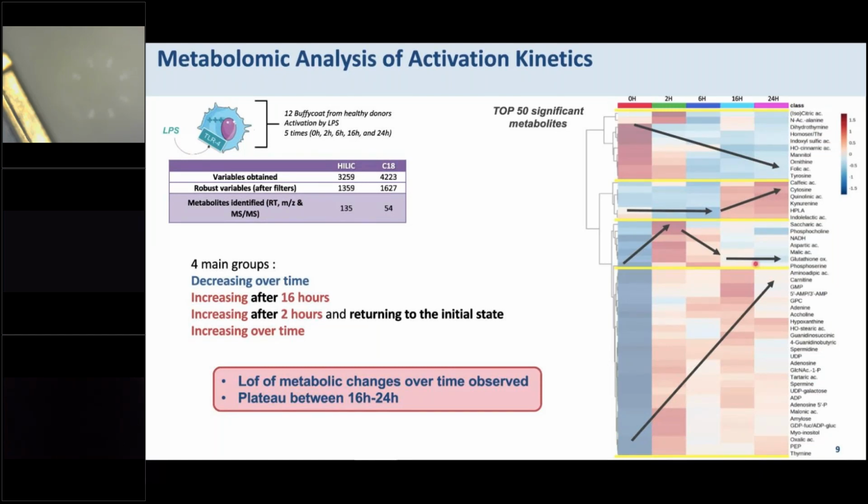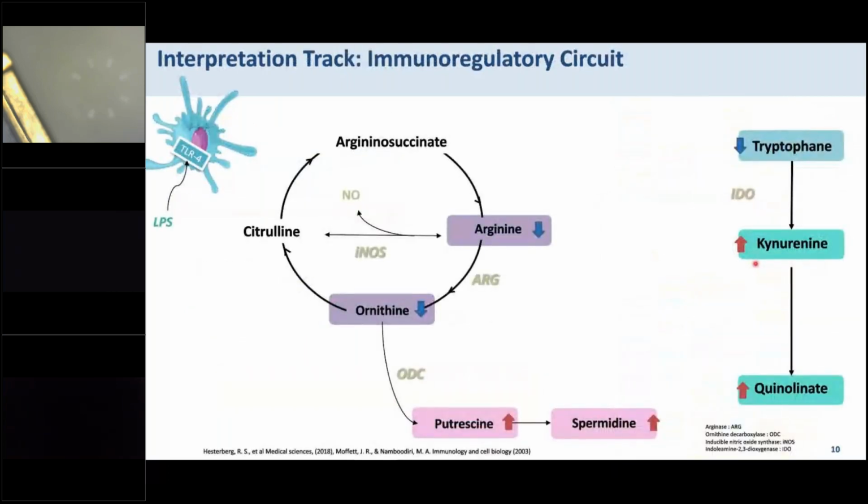This was the first kinetic on dendritic cells and the first metabolic profile conducted on these cells. From this first observation over time, we were able to propose a possible immunoregulatory circuit. By observing at the same time the production of polyamines, putrescine and spermidine, despite the degradation of ornithine and arginine, and also the degradation of tryptophan for the production of quinoline and quinolinic acid.